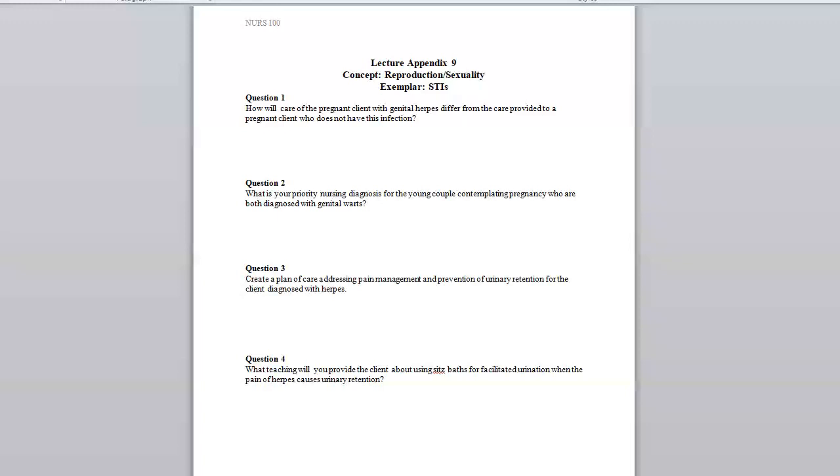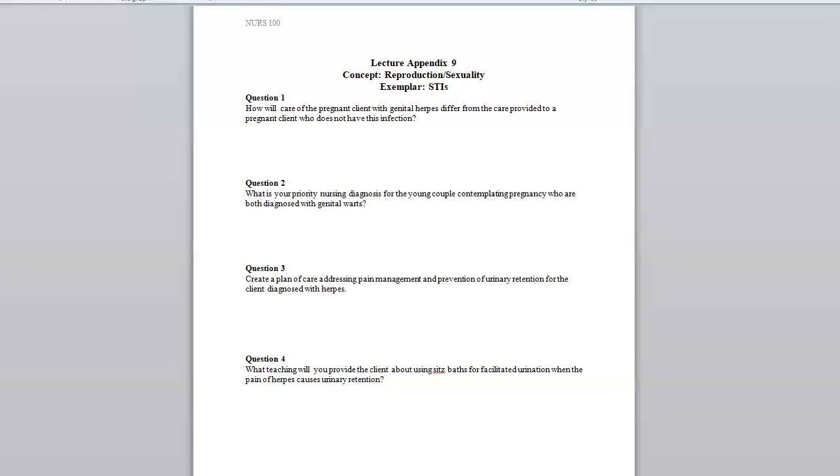Question 2, what is your priority nursing diagnosis for the young couple contemplating pregnancy who are both diagnosed with genital warts? And that's a very good question. The priority nursing diagnosis for this couple would be alteration in skin integrity as evidenced by HPV. And what we would encourage this couple to do is to have any warts removed before getting pregnant, and the couple should avoid any sexual activity for 1 month after becoming free of the disease. So that's what we would hope would happen, in case the woman gets pregnant, or to make sure that the warts are removed permanently.